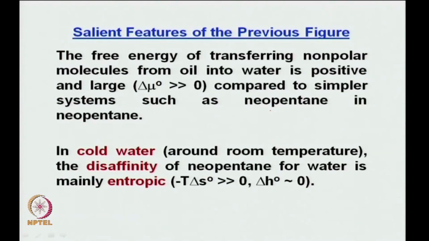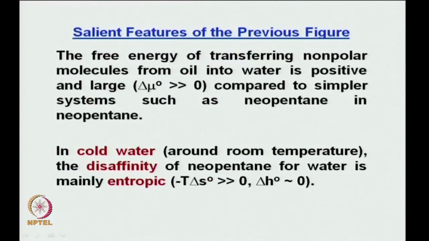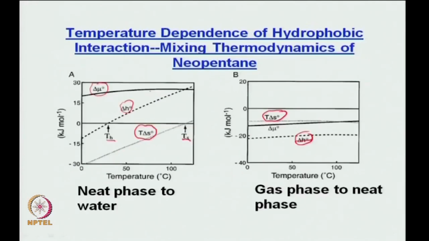Okay, but before I tell you what the slopes refer to, just quickly go through the salient features of the previous figures. The free energy of transferring non-polar molecules from oil into water is positive and large, right, that is what your delta mu 0 was telling you, positive and large for the left hand figure, compared to simpler systems such as neopentane in neopentane, right, that is what we saw. In cold water around room temperature, the disaffinity of neopentane for water is mainly entropic, right, that is what we saw.